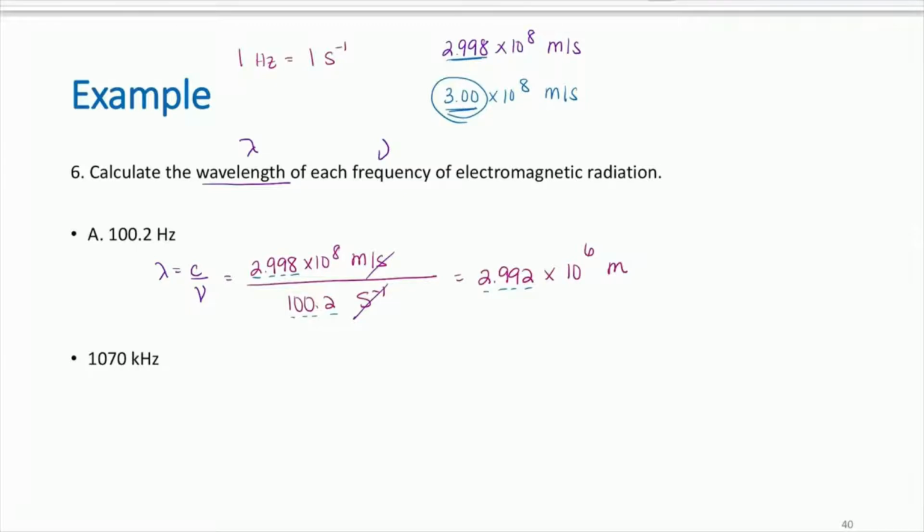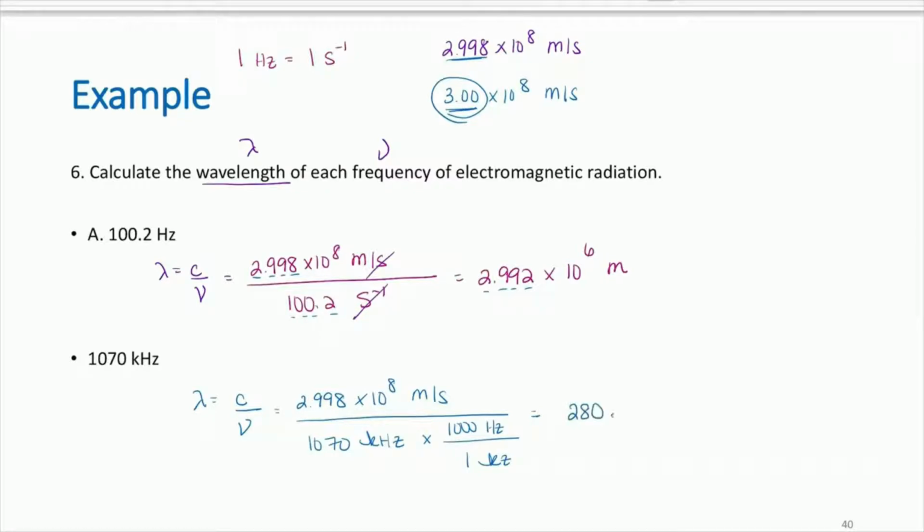And 1070 kilohertz. Lambda is equal to c over nu, 2.998 times 10 to the 8th meters per second, divided by 1070 kilohertz. Kilohertz is 1000 times greater than a hertz. It takes 1000 hertz to reach 1 kilohertz. Make sure you're calculating that out correctly. When I calculate this out, I'm going to get 280, but I need to put a decimal place here, meters. So I have 3 sig figs here. This 0 is not significant on the end, but my final answer was 280. If I write it like that, that's only 2 sig figs. I must include that decimal place to specify that that 0 is in fact significant.